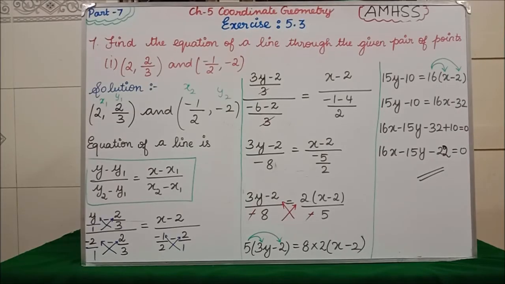In exercise 5.3, next we are going to see the 7th question. In the 7th question, you have two subdivisions. The first subdivision I am doing, and the second subdivision you are going to do as homework. See the first subdivision in the 7th: find the equation of a line through the pairs of points. They have given 2 points and they are asking to frame the equation of a line.